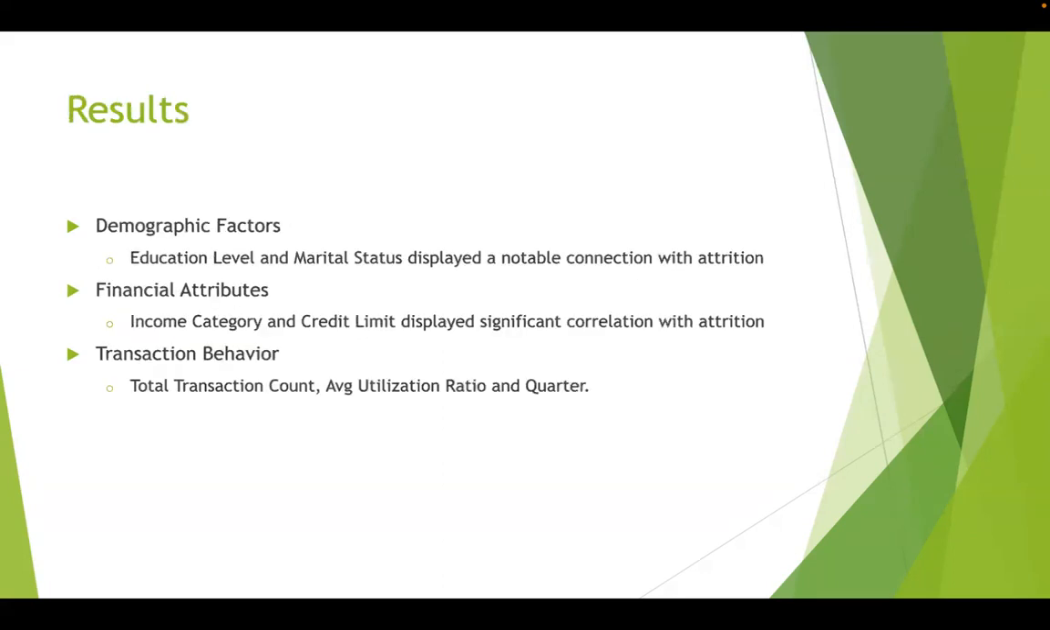The results in the demographic factors, education level and marital status displayed a notably strong connection with attrition. Financial attributes like income category and credit limit displayed significant correlation with attrition. And in transaction behavior, total transaction count and average utilization ratio, along with the quarter of the year, were correlated with attrition.